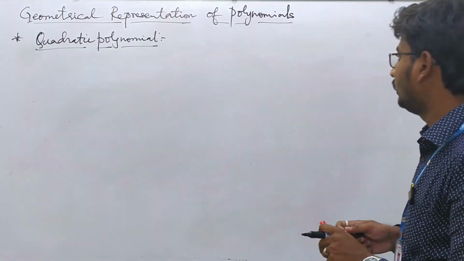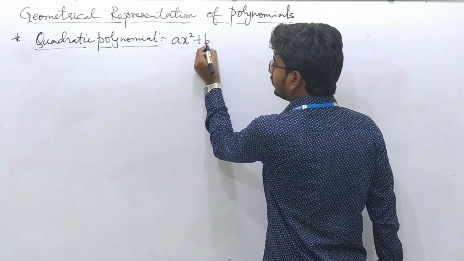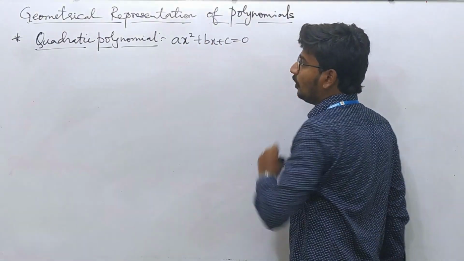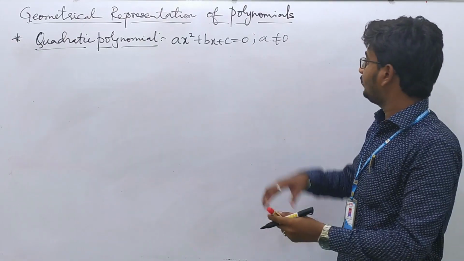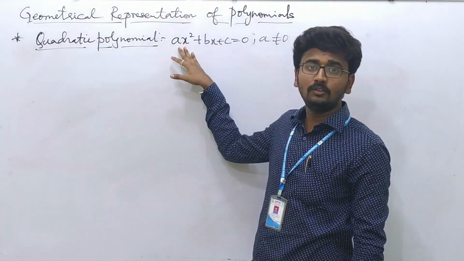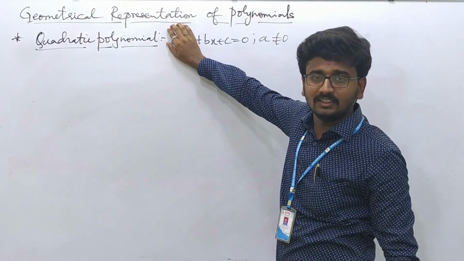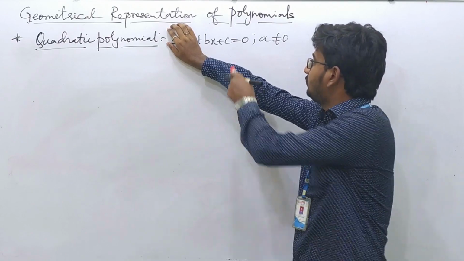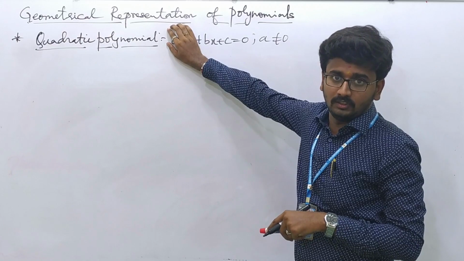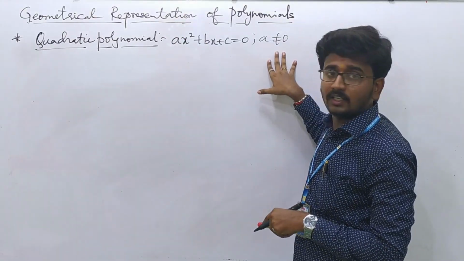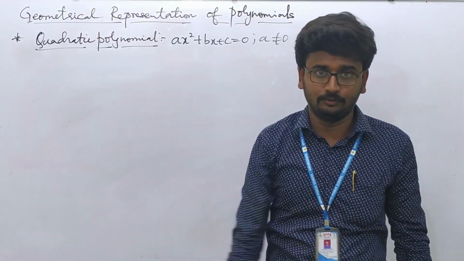The standard form of a quadratic polynomial is ax square plus bx plus c equal to 0, where a is not equal to 0. Why a should not be equal to 0? If a is equal to 0, the expression reduces to bx plus c, the standard form of a linear polynomial. The degree of this polynomial is 1, so it becomes a linear polynomial. So the condition for a quadratic polynomial is that a should not be equal to 0. We even call this a quadratic equation also.